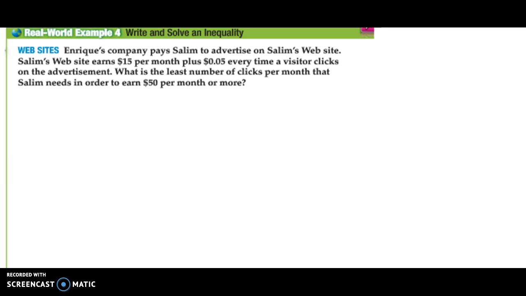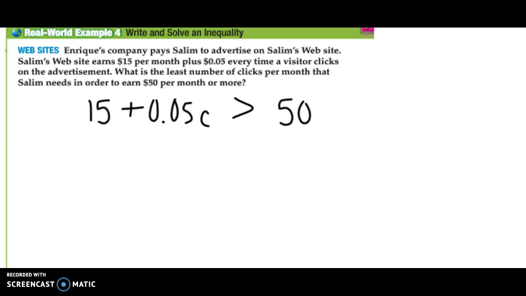So for sure, he's going to get paid $15 per month, right? For sure, $15 per month. Then it's 0.05, okay, 5 cents for every click. So we're going to just call that c. And he wants to earn $50 or more each month, so over here is going to be 50. The inequality symbol I'm going to use is greater than 50, but it could also be exactly 50. So 15 plus 0.05c is greater than or equal to 50.